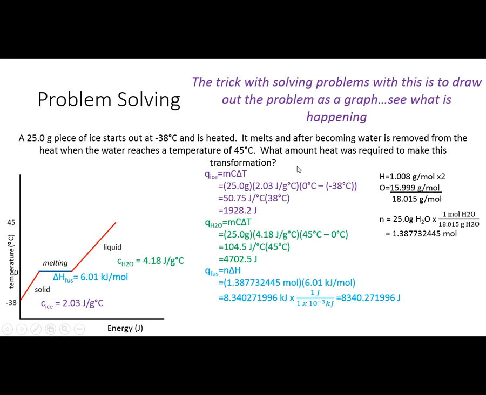So the question, though, asks about what's the heat required to make this transformation. So what do we have to do there? All we have to do is add up each segment. So Q is going to be equal to the energy to warm up the ice, plus the energy to warm up the water, plus the energy to melt the ice into water, and I get 14,970.972 joules, or 1.5 times 10 to the 4 joules, rounding to the correct number of sig figs.